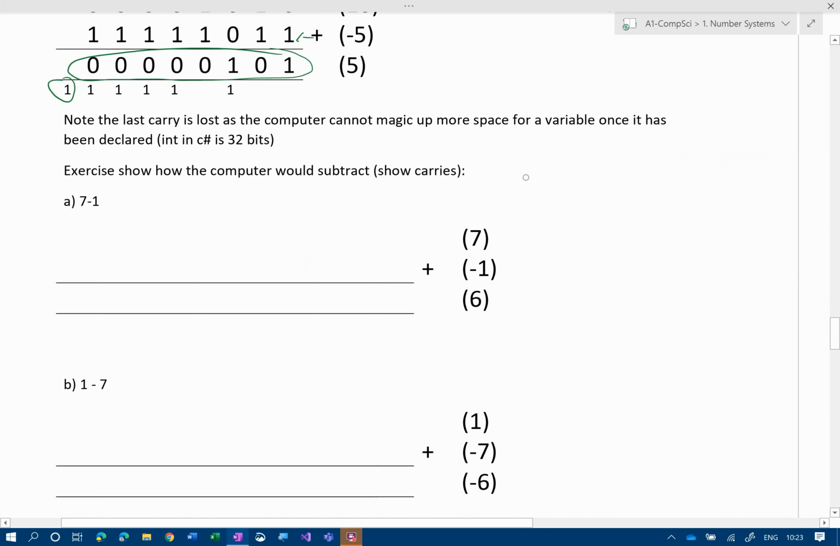So your exercise here is to write out +7. I'll just fill in the first part for you. So 7 is 0, 0, 0, 0, 0, 1, 1, 1. -1 is all the ones.